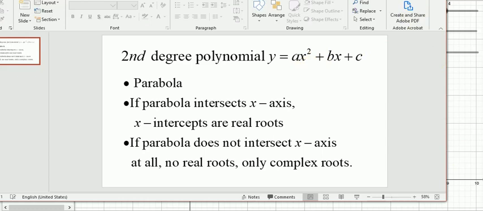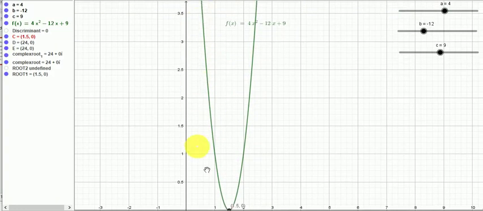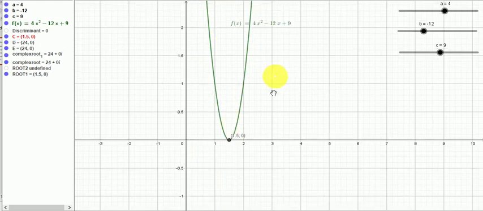And this is the shape of the parabola. This point is called the turning point: it comes down from above, and from this point again it starts moving up. So this point is called the turning point, also known as the vertex.